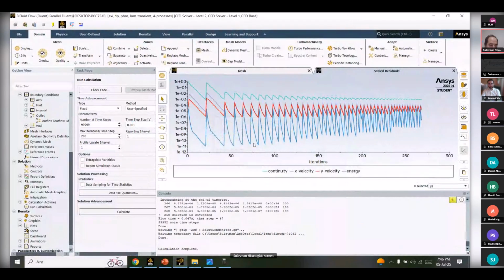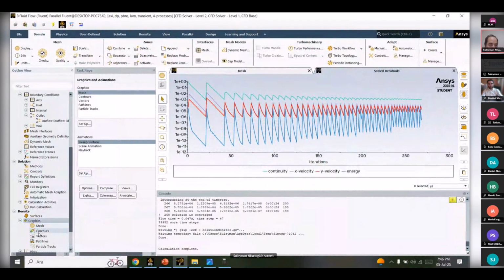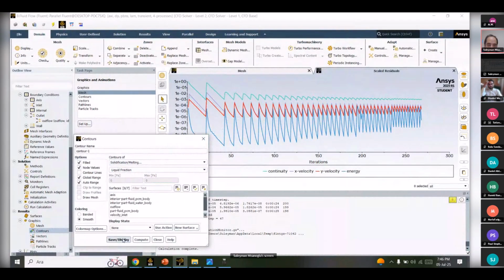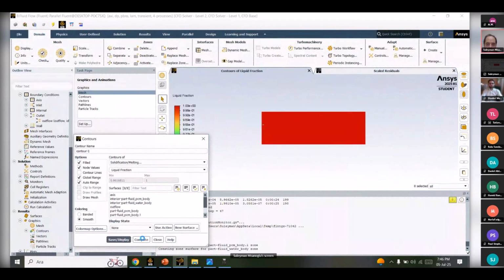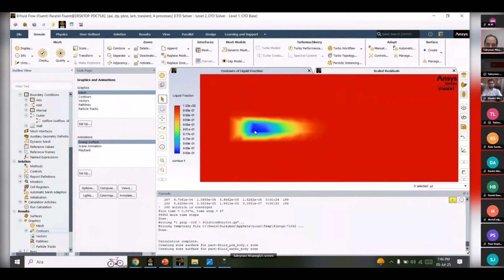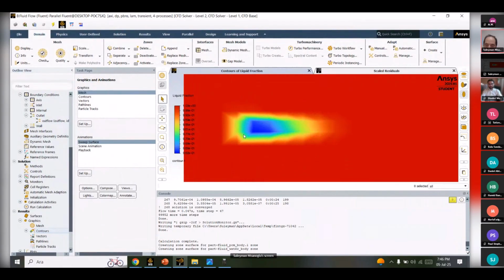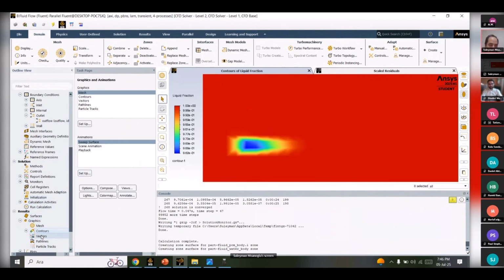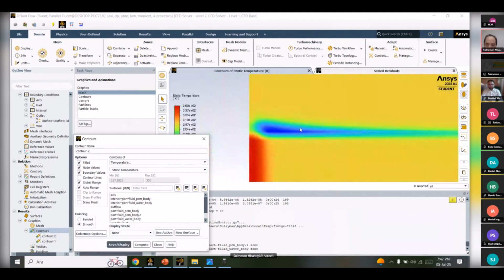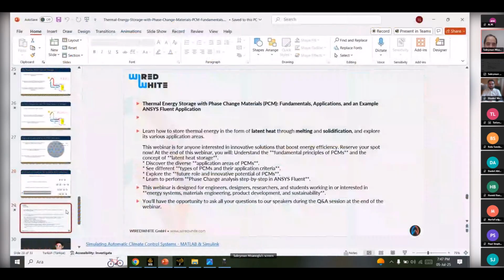Very nice. We can see solidification and melting. Liquid fraction is very small region, of course, very small region. Here, can you see? This is starting point of melting. And we can check the temperature also. Here. Yes. Thank you for listening.